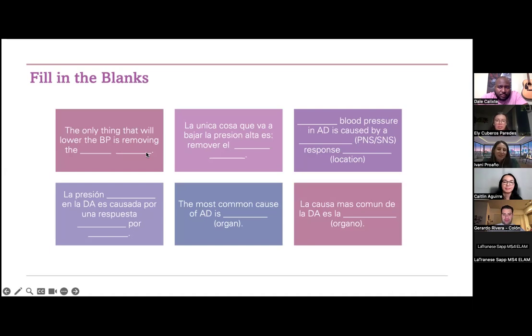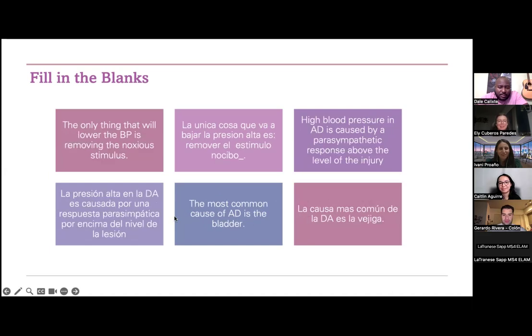So por encima del nivel de la lesión. That's what I would say, but either is correct. And then here we have the most common cause of AD is which organ? Bladder. Perfect. And in Spanish, la causa más común de la DA es vejiga. Good. Perfect. So you guys did great.